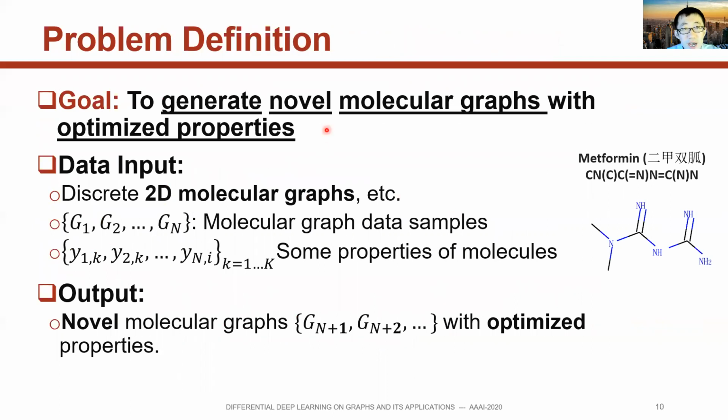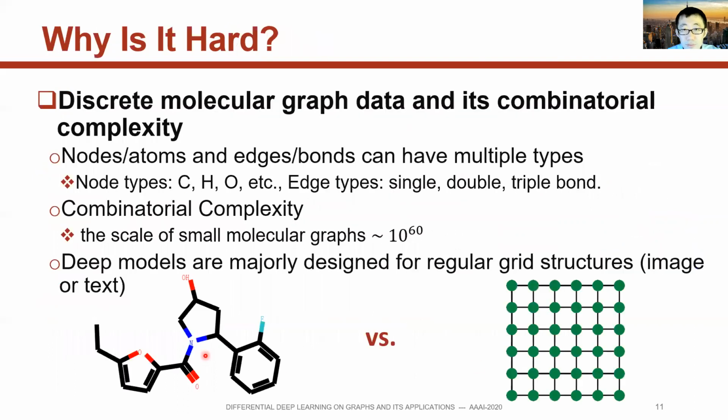Specifically, we define our problem as follows. Our goal is to generate novel molecular graphs with optimized properties. Our data are discrete two-dimensional molecular graphs, for example, metformin on the right and its two-dimensional graph representation. We have multiple molecular graph samples and their corresponding properties. Our outputs are novel molecular graphs with optimized properties.